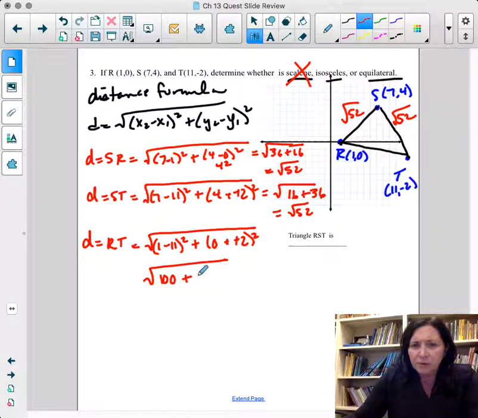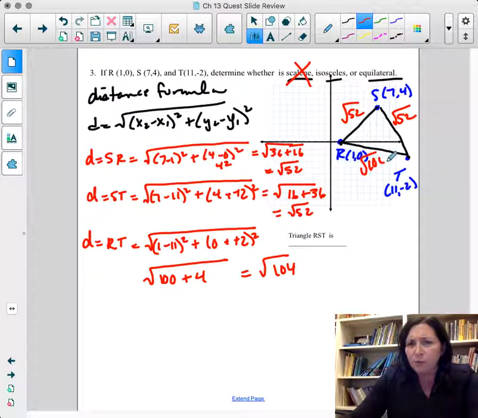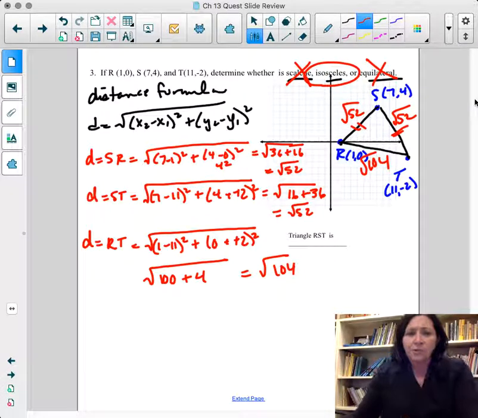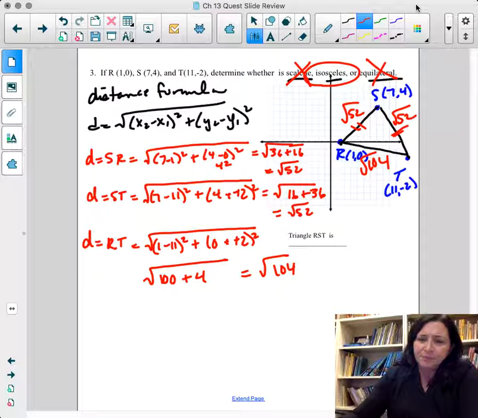2 squared, 2 times 2 is 4. So what I get is a square root of 104. And this length here is a square root of 104. So as you can see, it's definitely not equilateral. It is isosceles because we have two sides that are congruent. So that's all you had to say on that.